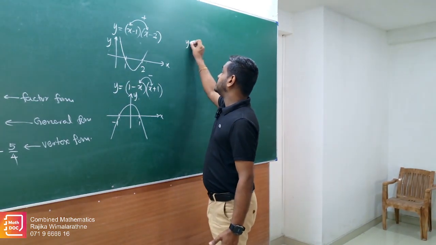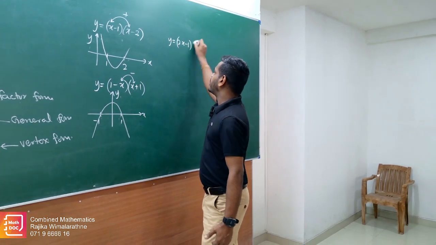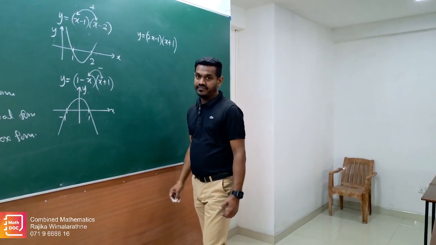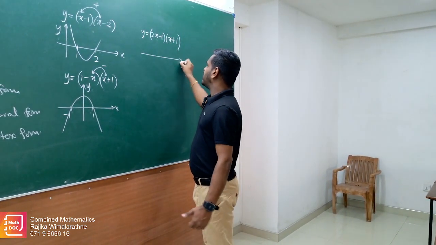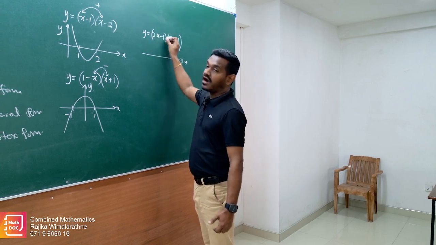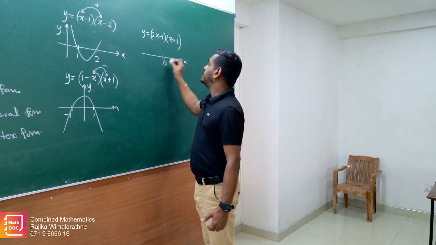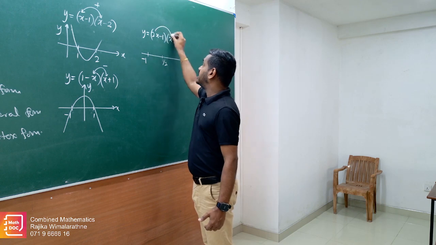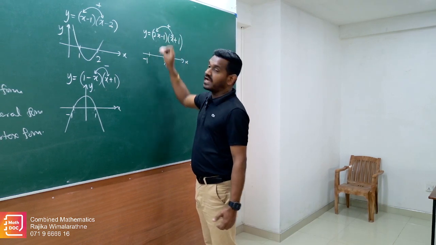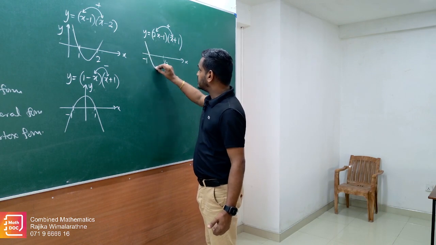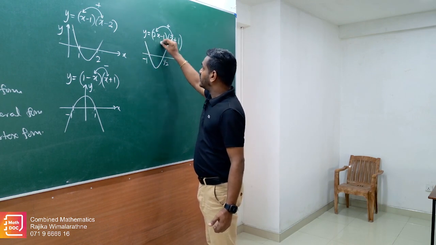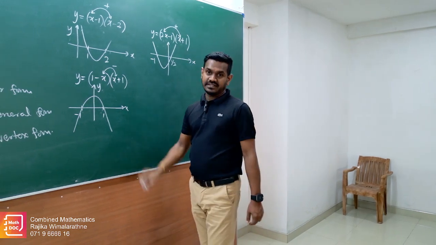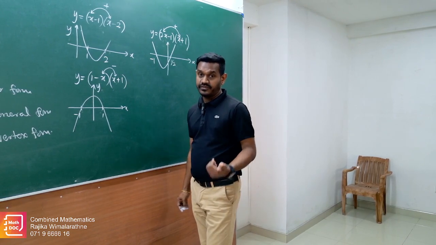Then y equals (2x minus 1)(x plus 1). You can sketch this one as well. Consider the x-axis. Here the factor zero value is half, and here the factor zero value is minus 1. The leading term is positive when you expand, so you sketch it this way. Then the y-axis is somewhere here. Likewise, you can sketch. These are rough sketches of quadratic functions.